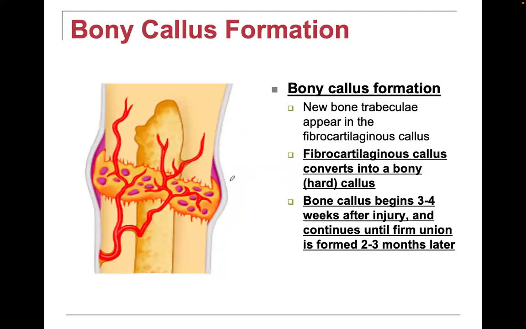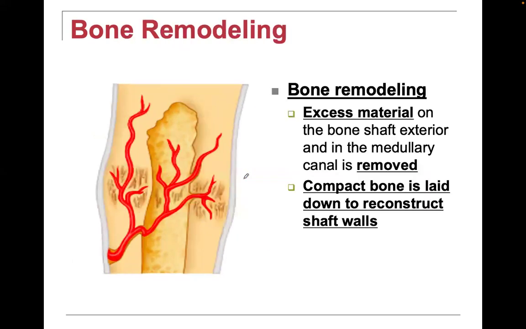And then the bony callus starts to form. The fibrocartilaginous callus will convert to a hard bony callus, and that takes about 3 to 4 weeks after the injury, and it continues for a few months. This is why you want to make sure you get vitamin D and your diet is rich in vitamin A and vitamin K and vitamin C. All of those are very, very important nutrients.